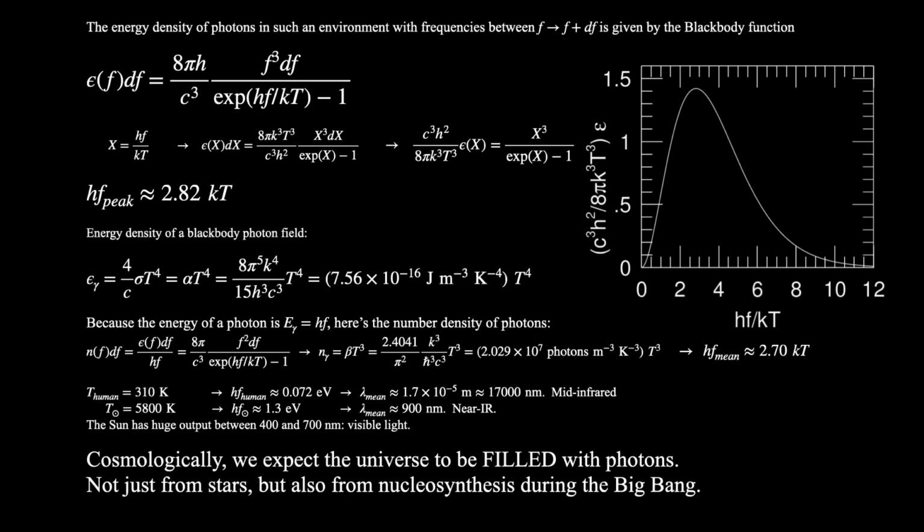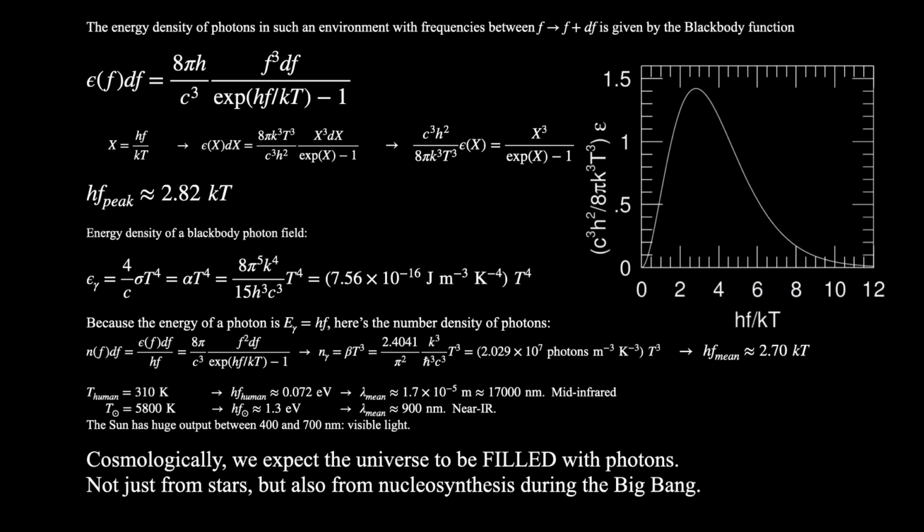The energy density of the photons in such an environment, let's look at their frequencies in a small, tiny range of, say, f up through f plus df, with df a little tiny range. And this is given by the blackbody function that you see here. So epsilon as a function of frequency, and epsilon here is going to be in units of energy per unit volume per frequency band. So you can see that there's an 8 pi h over c cubed, and then you've got this function f cubed df, which is that little tiny thing. So we're looking at a differential equation. And at the bottom are the statistics for bosons, which is the exp of hf over kT minus 1. That's the thermal statistics for bosons.